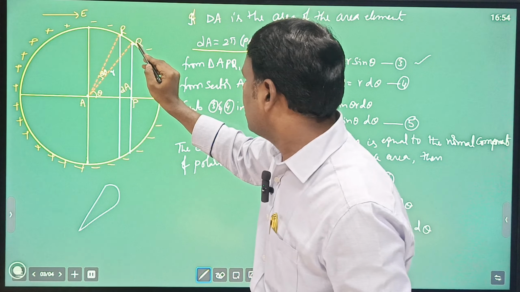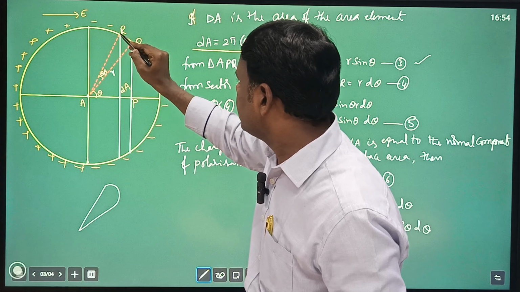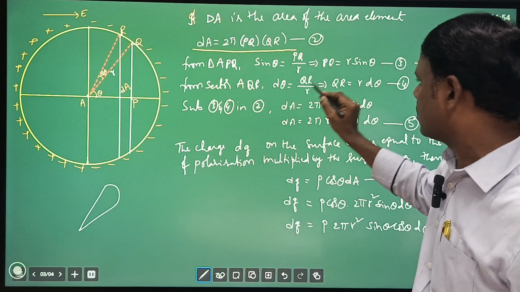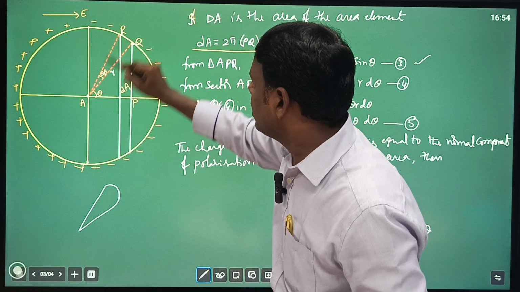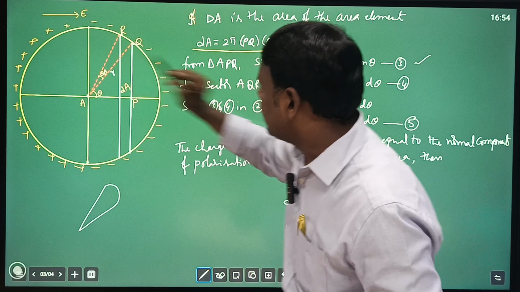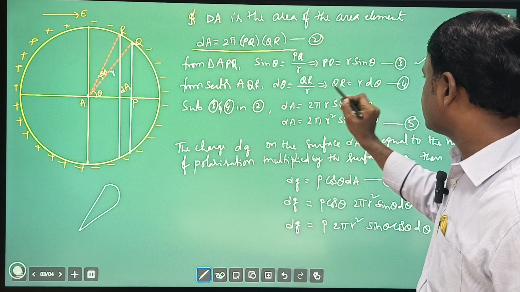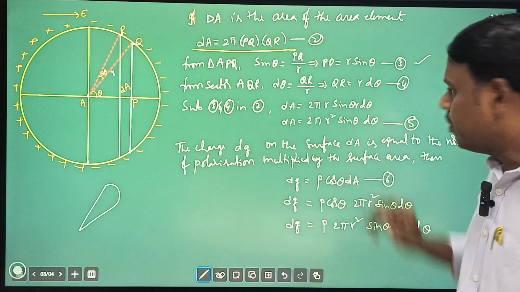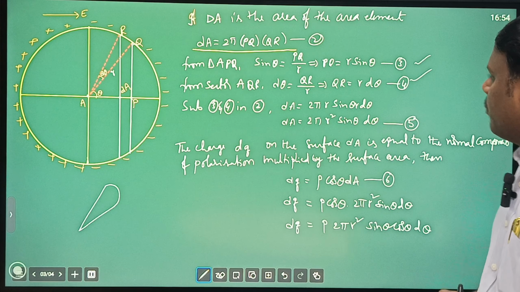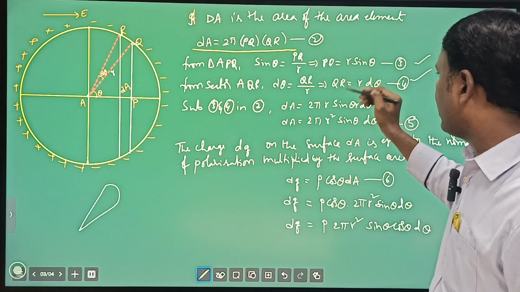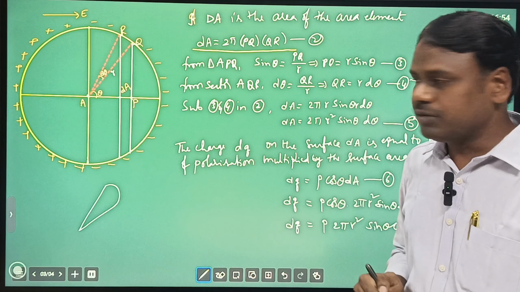So what is arc QR? It is the radius times the angle. QR by AR, where small r is the radius of the sphere, so d theta is equal to QR by r. From this, QR is equal to r d theta. So we calculated the values for PQ and QR, and then substitute into equation number 2.